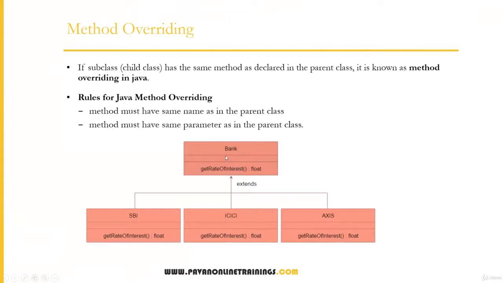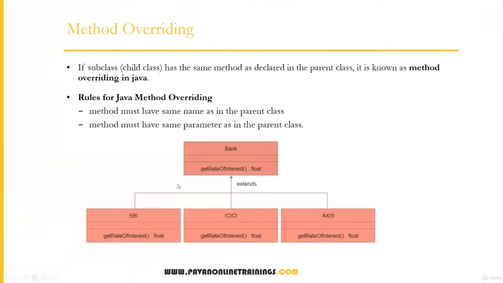Now for the same bank class, I have multiple child classes. This is basically hierarchical inheritance, but we can use any other kind of inheritance too. For the bank class, I have three different child classes: SBI, ICICI, and Axis. These are three different banks created for the same parent class, because every bank has some rate of interest, but the value changes from one bank to another.